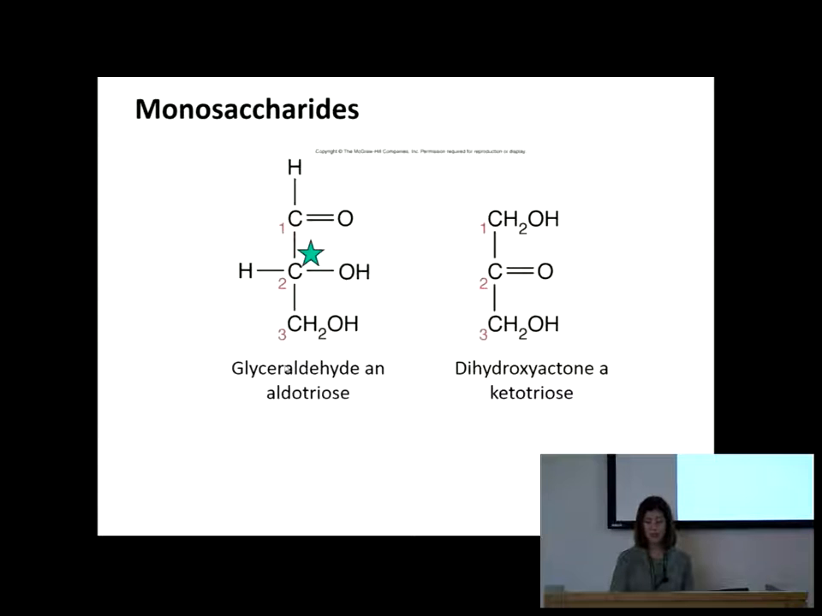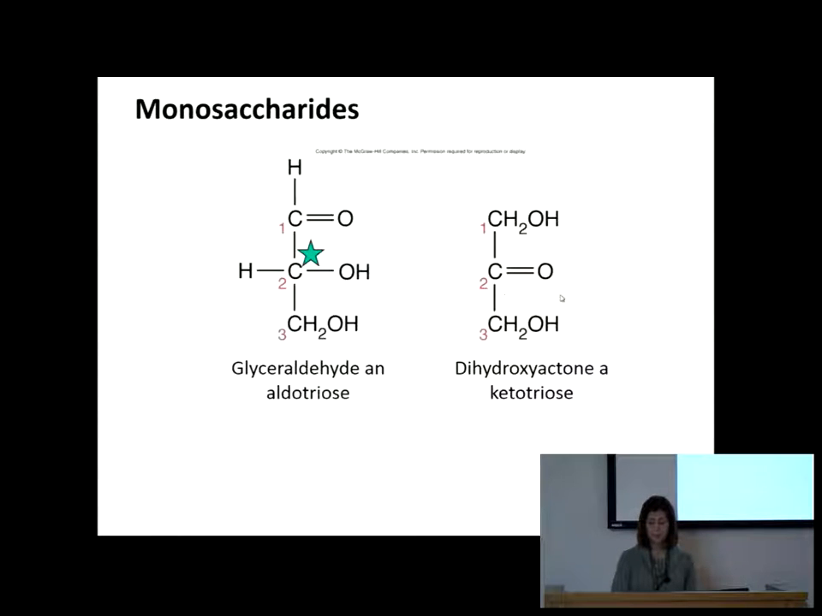So this molecule is called glyceraldehyde. That's what this monosaccharide's name is, the common name. But its classification is an aldotriose, because of the aldehyde and because it's 3 carbons. This one is called dihydroxyacetone, but it is a keto, because it has a ketone group. The carbonyl is buried in the middle. And then it's a triose too because it has 3 carbons.